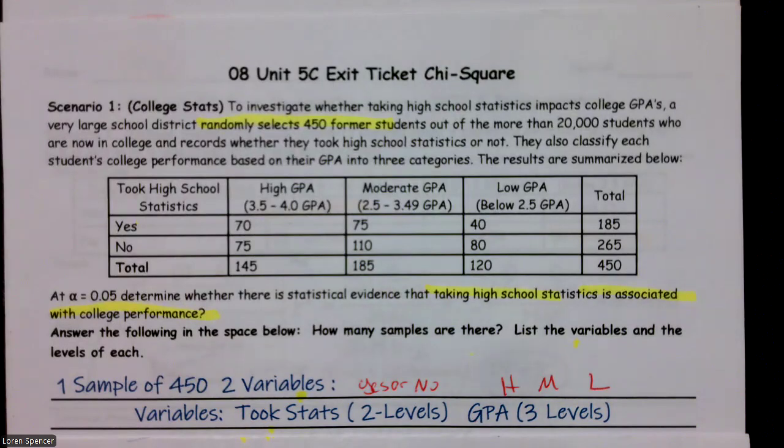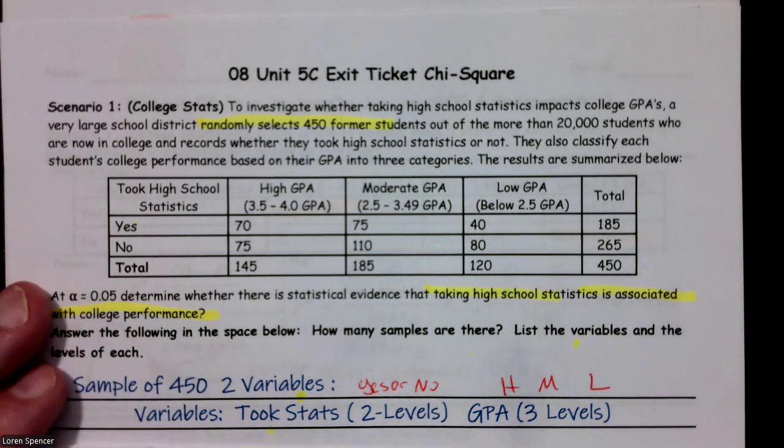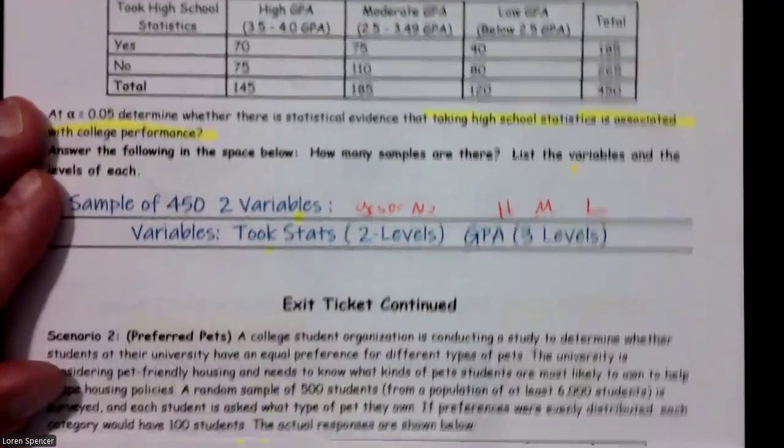All right. So one sample, two variables. You took stats, yes or no. And the GPA was the other variable, and it was high, medium, low. So you have two levels here and three levels there. The next part of the exit ticket.